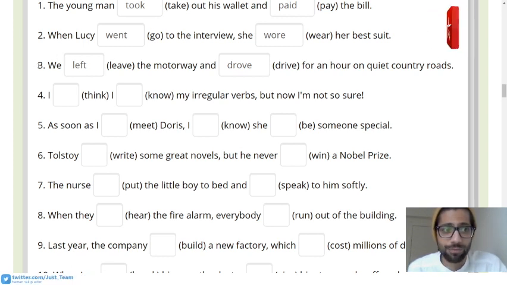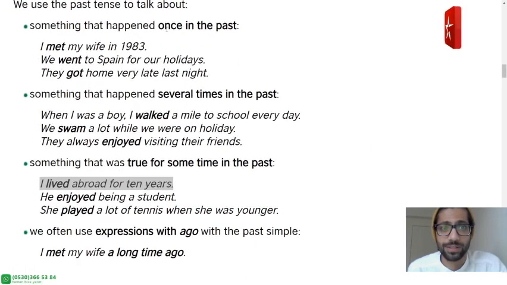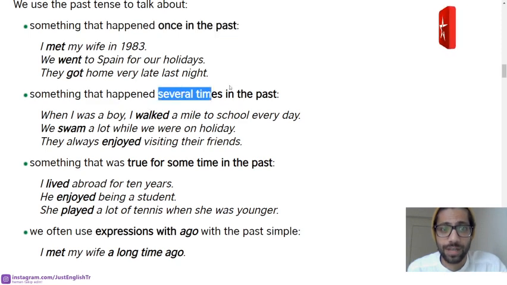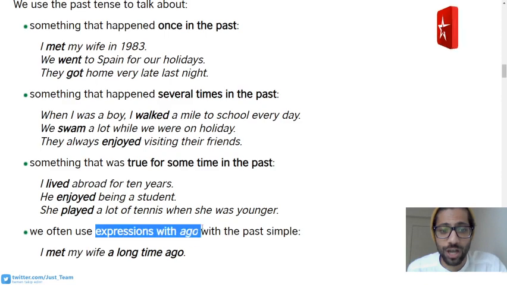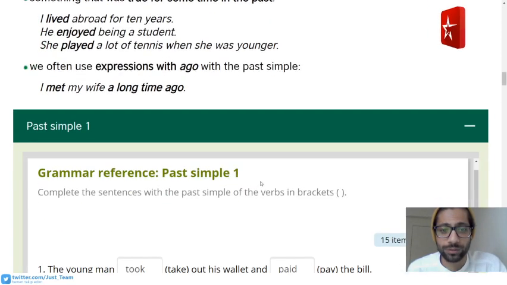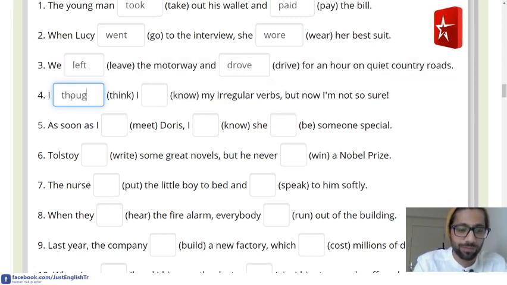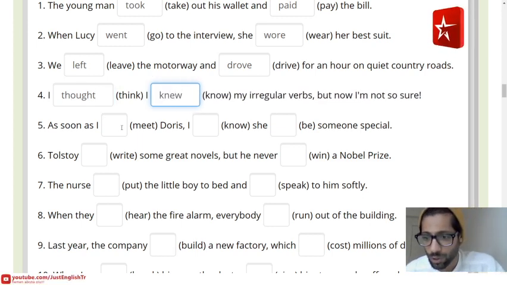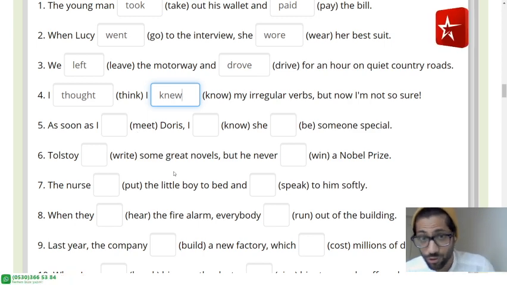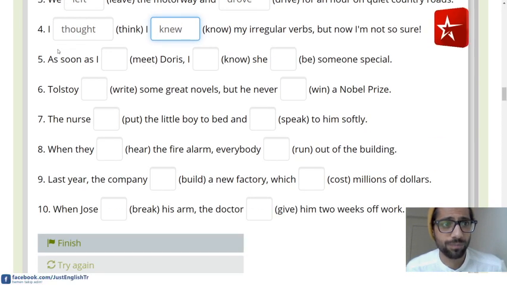Number 3, guys, number 3. Which part of these is it? Is it once in the past, several times in the past, true for some time, or used with the expression ago? Which one is this third one? I want you to understand the sentence. Yes, true for some time in the past. Thank you. Now, number 4.